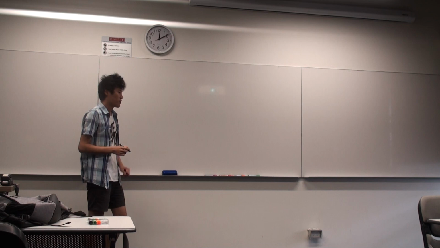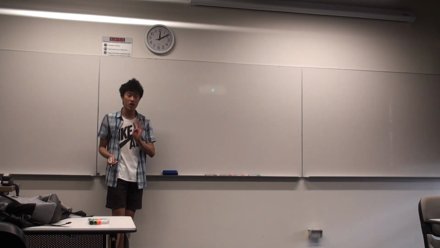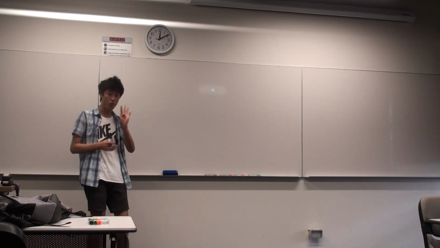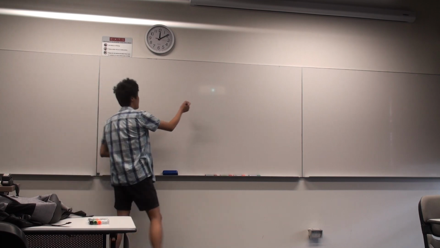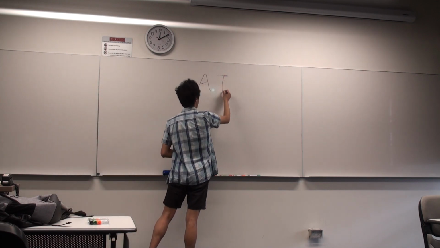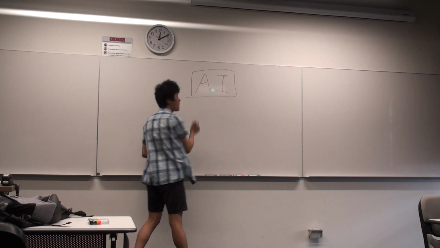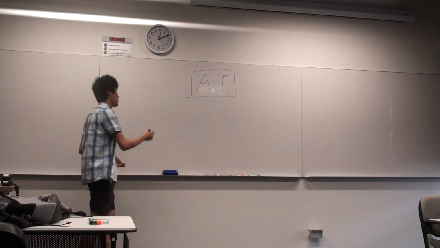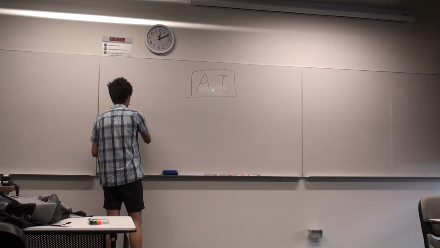Okay, if you remember from the first few lectures, I told you that there were 4 main fields of AI, right? So you have your big AI, and there are 4 main fields, in terms of algorithms. The first one is tabular algorithms.